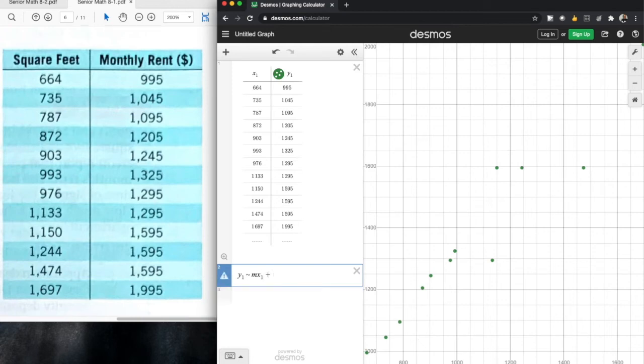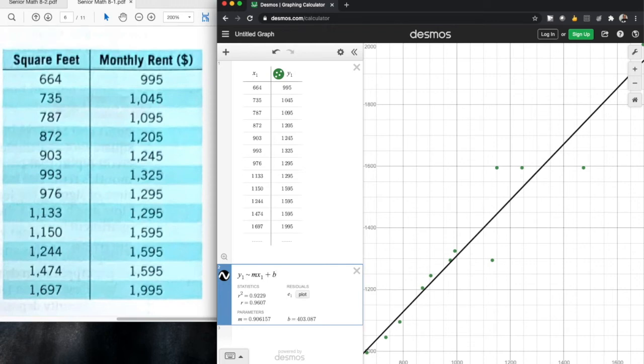I'm just asking for y equals mx plus b, so I'm just going to put a b there, and we're done. Now look at what this says. What is m? M is the slope. So the slope is going to be equal to 0.906157. And what is b? Well, b is the y-intercept. It's where the line crosses the y-axis.